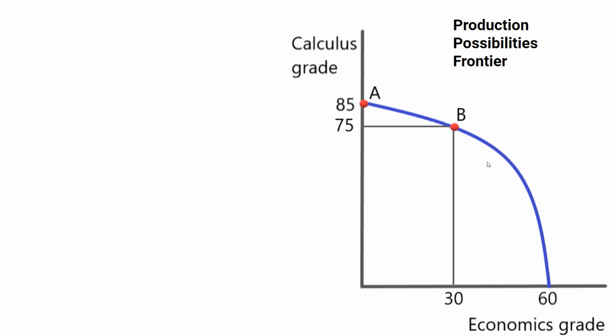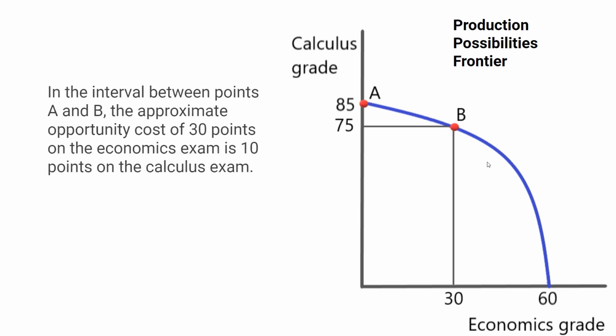Suppose we look at these first 2 points when you start studying only calculus and you take an hour away from that to study economics. Your calculus score went down by 10 points, your economics score went up by 30 points. One thing you might ask is, what is the opportunity cost of an additional point in economics? What we know is that when we move from point A to B, we gain 30 points in economics and we lose 10 in calculus. So the opportunity cost of those 30 economics points is 10 calculus points.